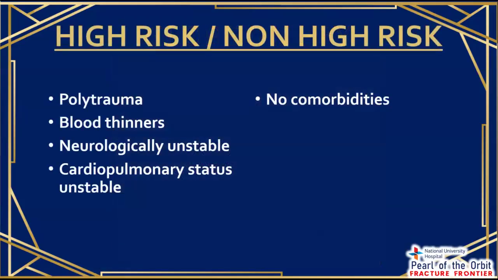H is for high risk or non-high risk. So patients who are high risk are the ones who have polytrauma with life-threatening injuries, are on massive blood thinners, and those who are systemically unstable to undergo fracture repair.